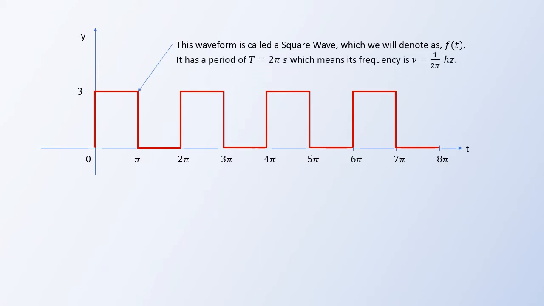As you can see, it has a period of 2 pi seconds, and that means that the frequency is 1 over 2 pi hertz. It also has a minimum of 0 and a maximum of 3. We could actually vary this and move this up and down on the y-axis, but for this one, to make it easier to calculate, we're going to use the minimum of 0.